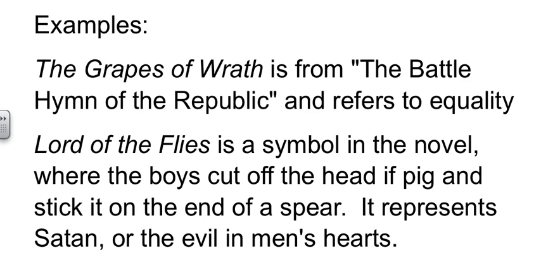The Lord of the Flies gets its title from right within the book. The Lord of the Flies is a symbol in the novel. The boys cut off the head of a pig and they stick it on the end of a spear, and then they worship it. And it kind of represents Satan or the evil in men's hearts. But you wouldn't know that if you had never read the book.